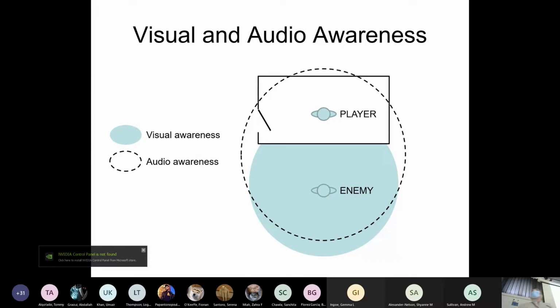Okay, another question here would be: if the enemy can hear the player, how can he attack without seeing the player? It's reasonably easy because it can detect the direction where the player is from listening to this noise, okay?